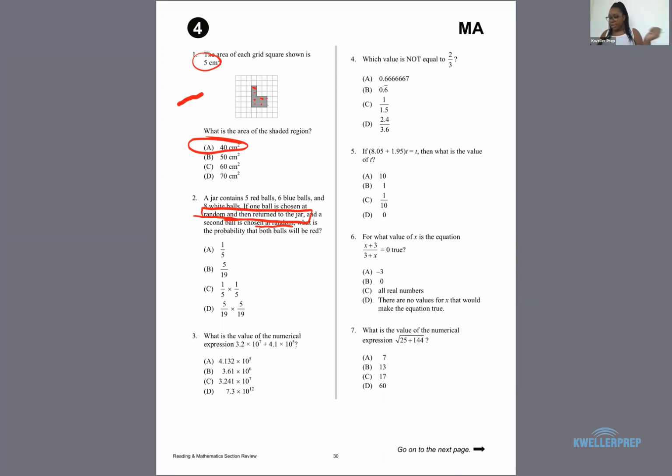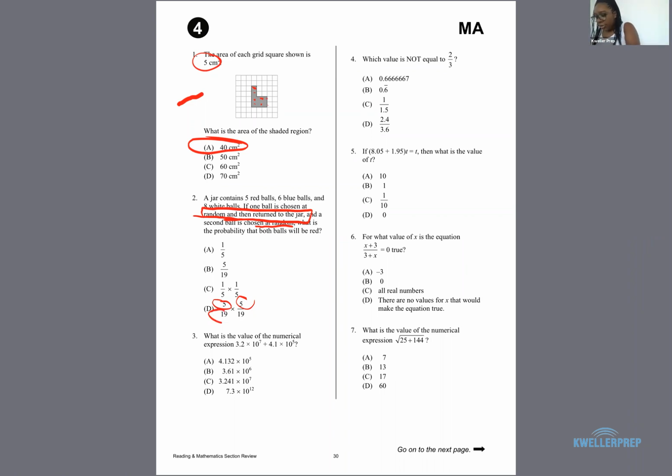All right, so as I was saying before, this question has 2 probability events. So rather than having 1 fraction, you're going to be having 2, one for each event. Now, the first event is if one ball is chosen at random and then returned to the jar. What is the probability that both will be red? Okay, so you have 5 red balls. So for the numerator, it'll be 5 for both. Both numerators will be 5, right? And then the denominator has to be the total number of balls, which is 19.